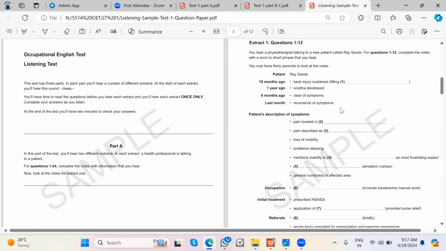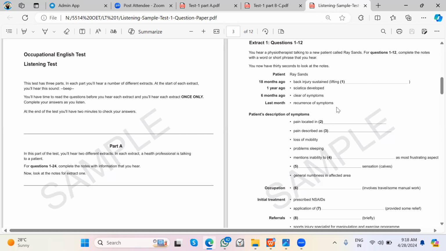You will also be given some time, let's say around 30 seconds, before the audio starts, so at least you can have a look at some information about the patient, about question number 1, 2, or maybe 3. So try to have a look. Question number 1 states that back injury sustained because of some reason. The person might have gone through a certain issue, and that issue is caused by a certain action that he has taken.